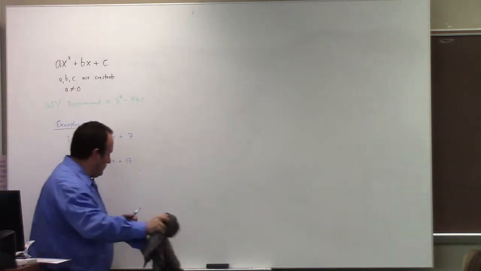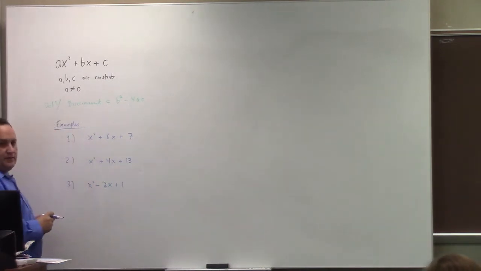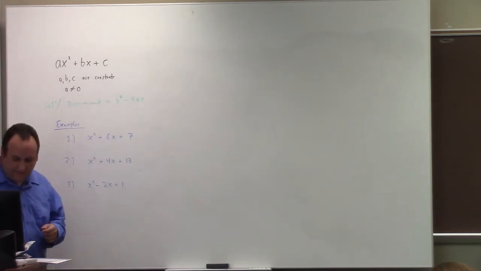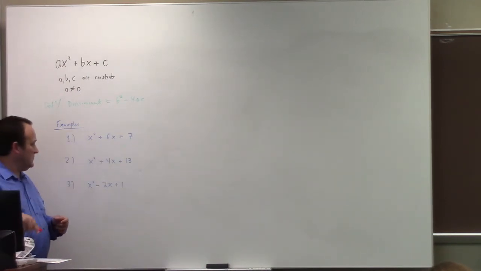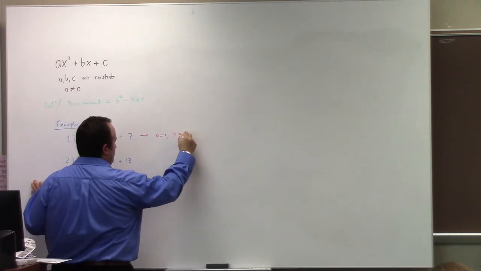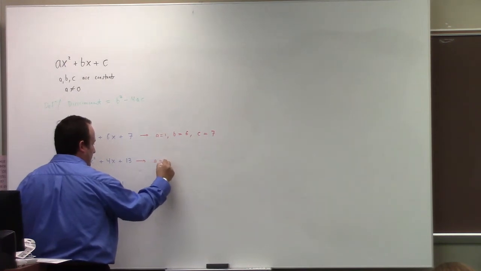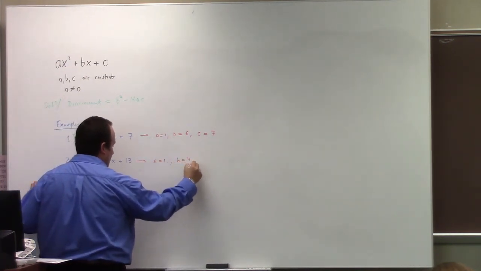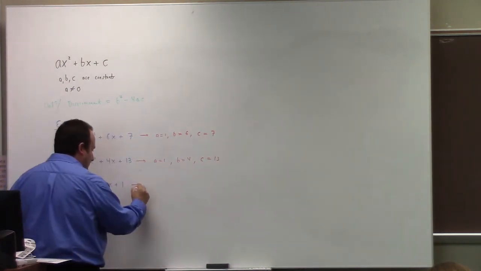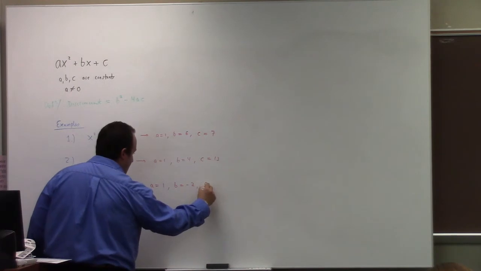Okay, so x squared minus 2x plus 1, right? So here you can identify that a, b, and c are what they are. This one says a equals 1, b equals 6, c equals 7. This one says a equals 1, b equals 4, c equals 13. And this one, I can see, again, a equals 1, b equals minus 2, and c equals 1.